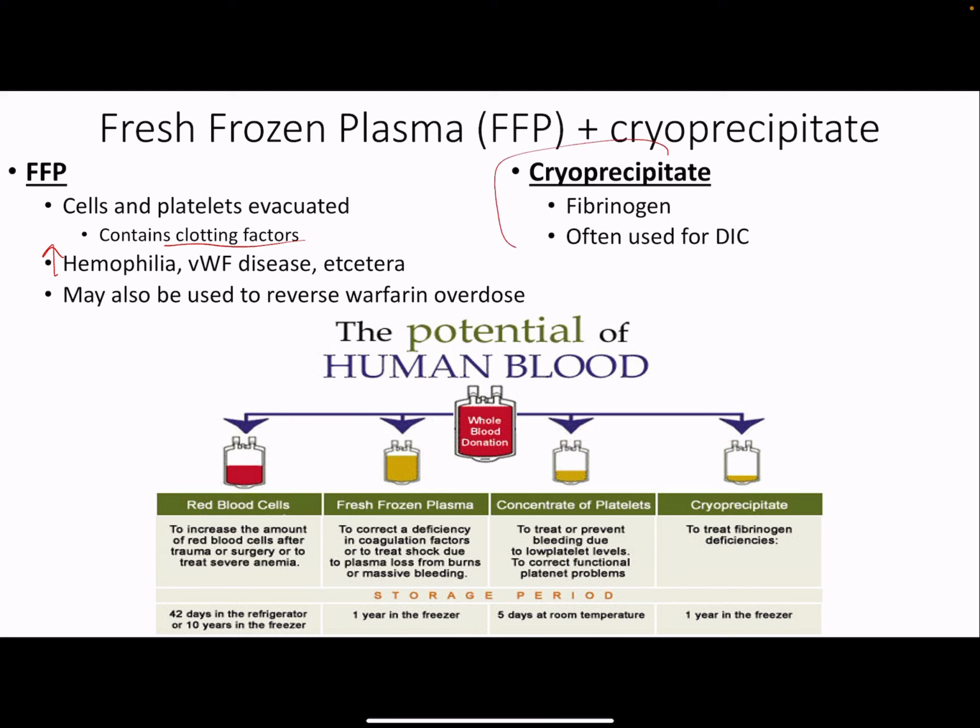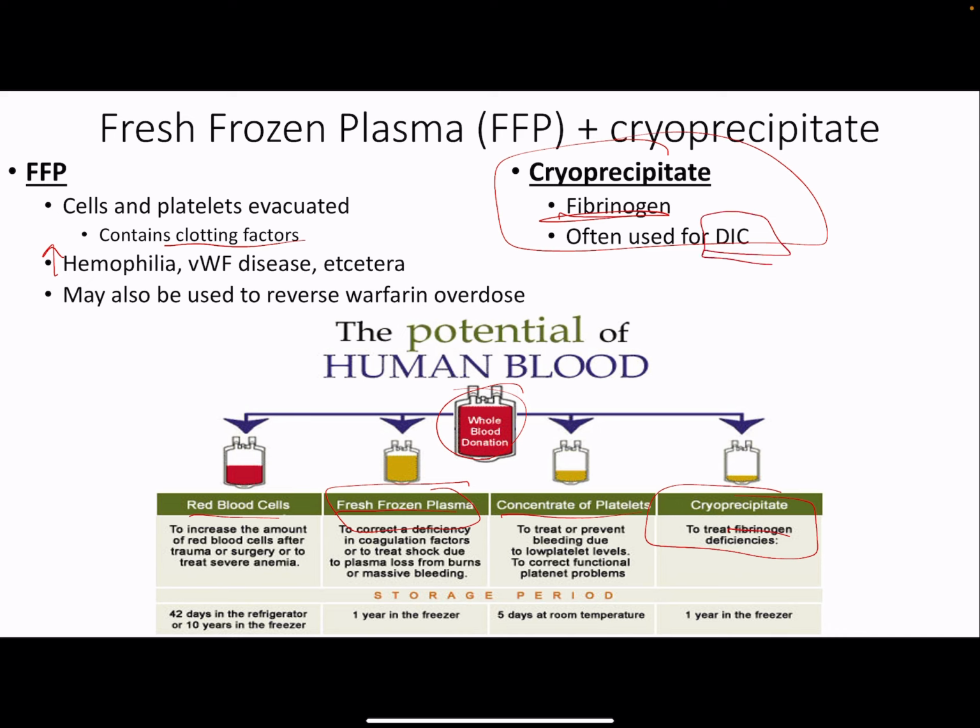On the other hand, we have something called cryoprecipitate, which specifically has fibrinogen. So somebody donates blood, and we can break it up into red blood cells, fresh frozen plasma with the coagulation factors, isolate the platelets, but then the cryoprecipitate has the fibrinogen. This is often used for DIC.